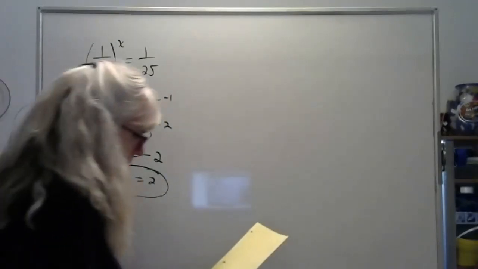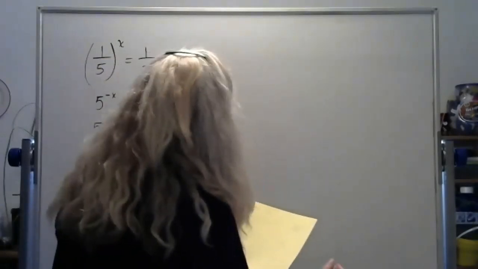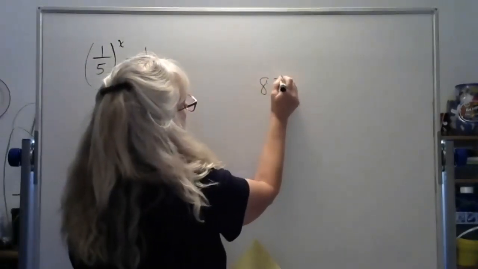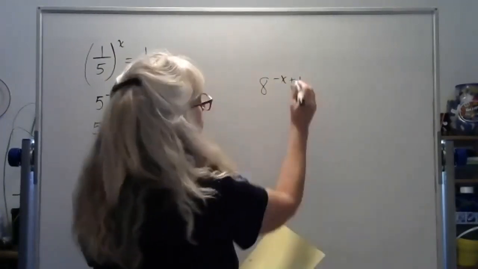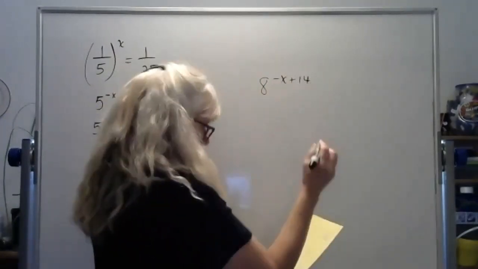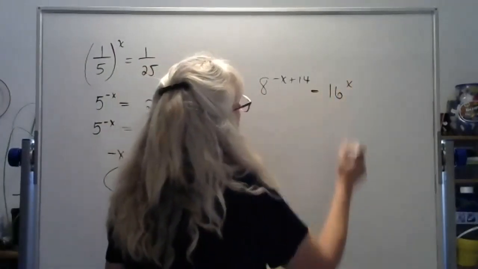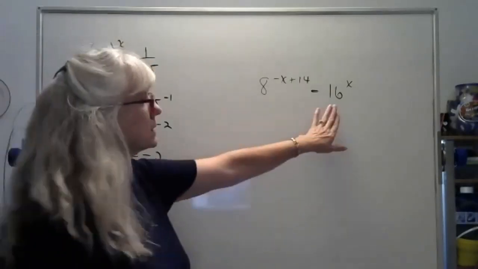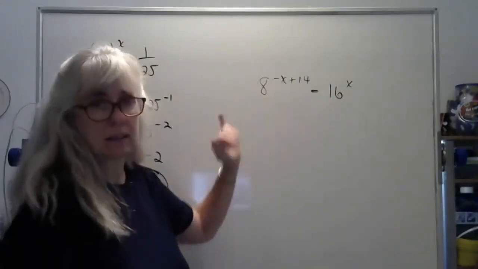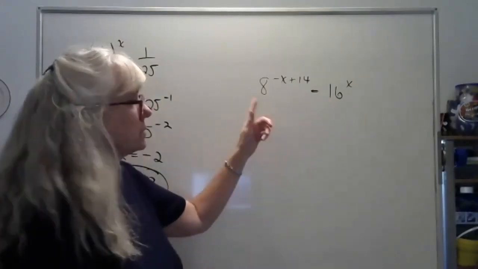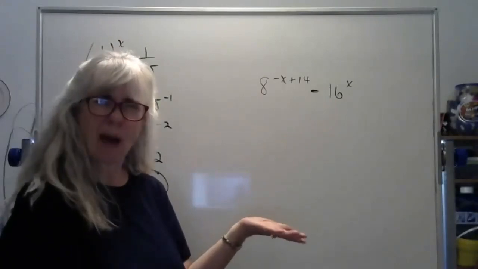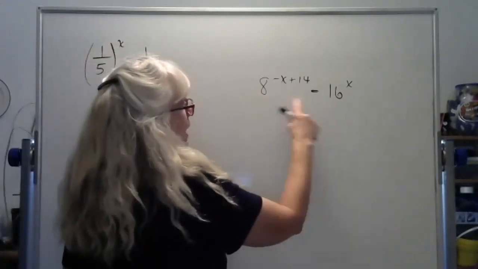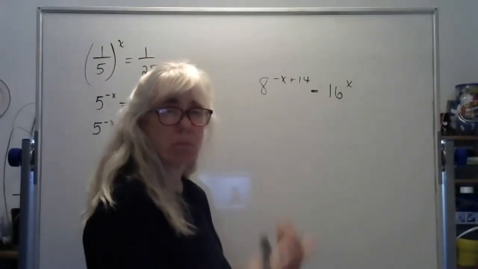Okay, and to get a little bit more complicated, what if we have 8 to the negative x plus 14 is equal to 16 to the x. So 8 raised to the negative x plus 14 is equal to 16 to the x. Okay, well, unfortunately, there is no way to rewrite 16 as a base of 8. I know that 8 times 2 is 16, but that's a multiplication. It's not a power. So what we're going to do is recognize that both 8 and 16 are powers of 2.